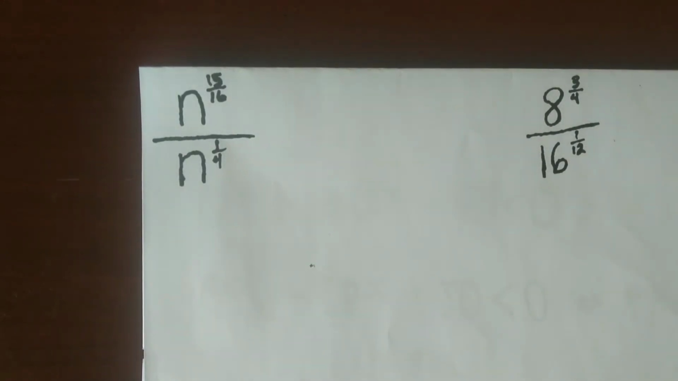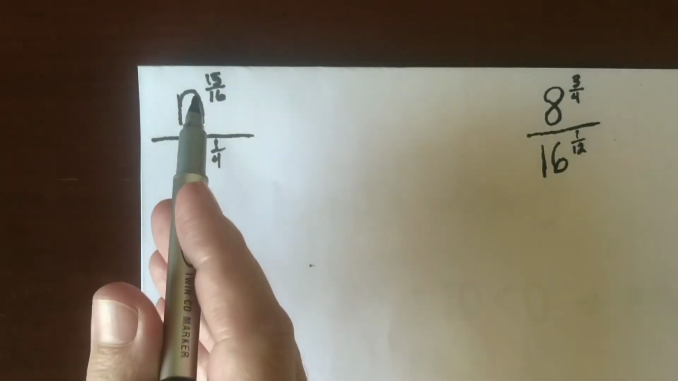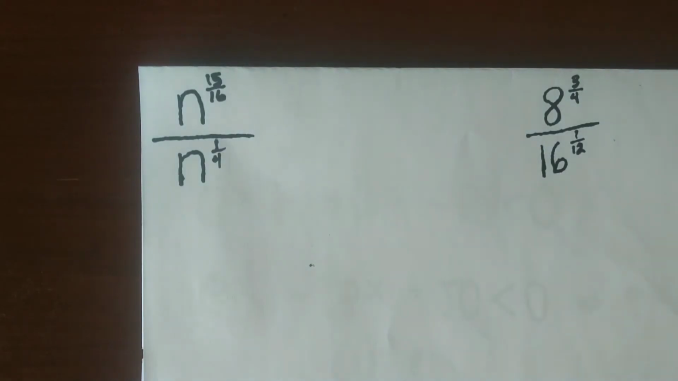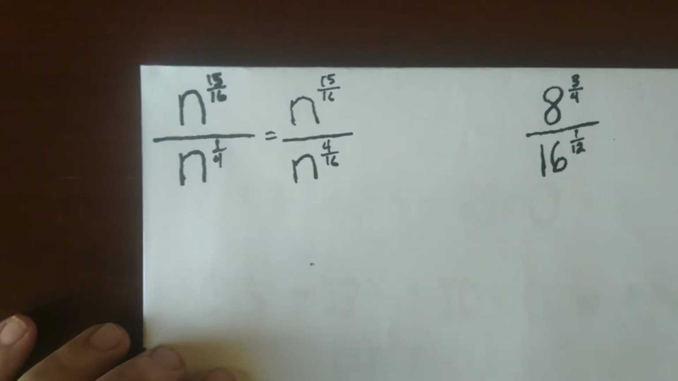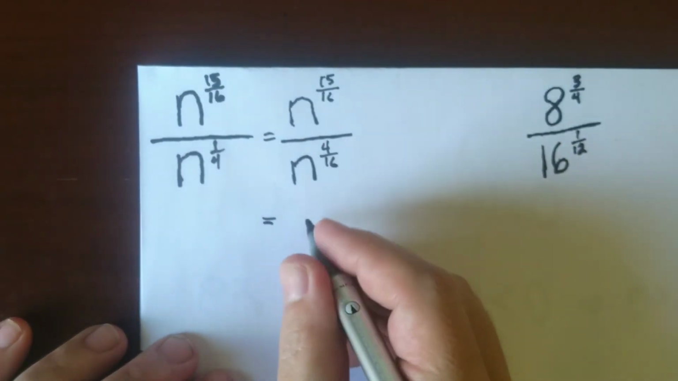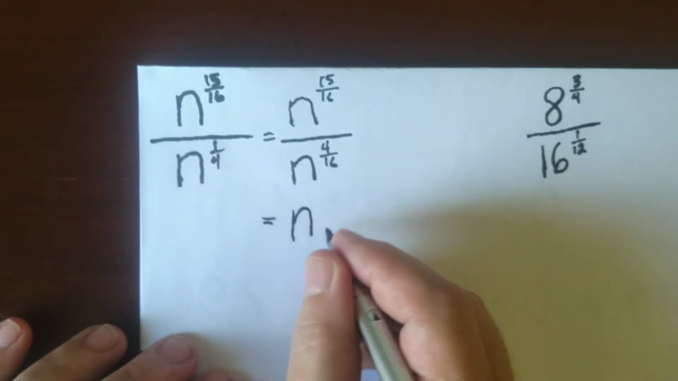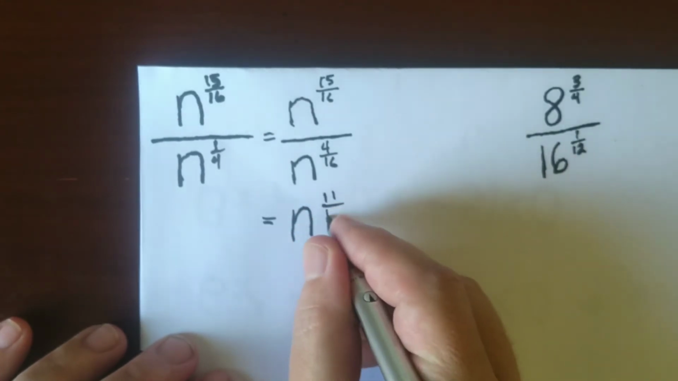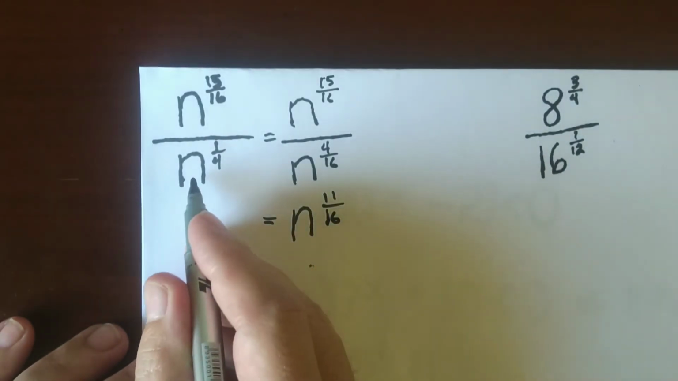Whenever you divide exponents, you subtract them. Well, you know how to subtract fractions, right? No problem. We have our common denominator, and now we just subtract. 15/16 minus 4/16 is 10 to the 11/16.